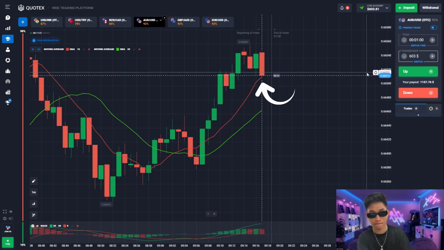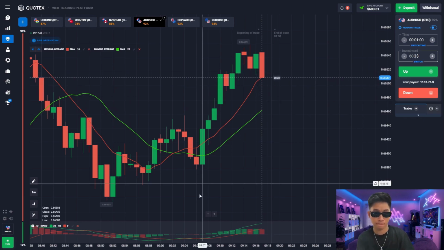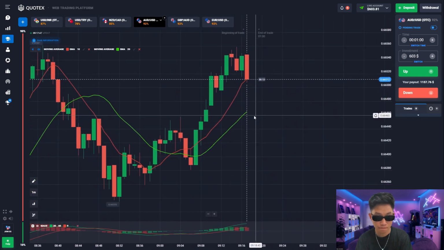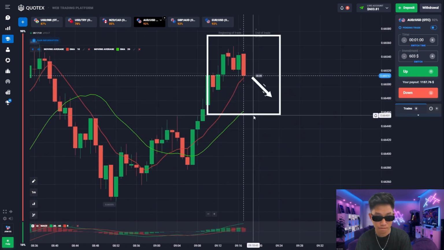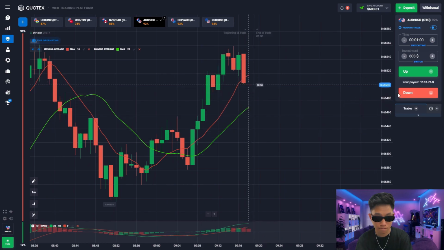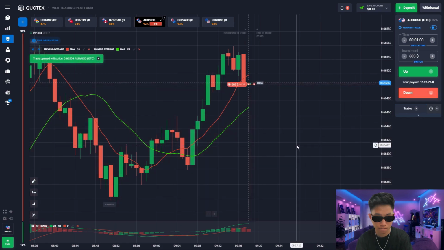The red line of the moving average is currently positioned above the green line and touching the red candle, which could be a potential reversal signal. We can see some instability in the current uptrend. This could be a sign of an impending shift to a downtrend. I continue to convert the $603 profit and open a new position here.